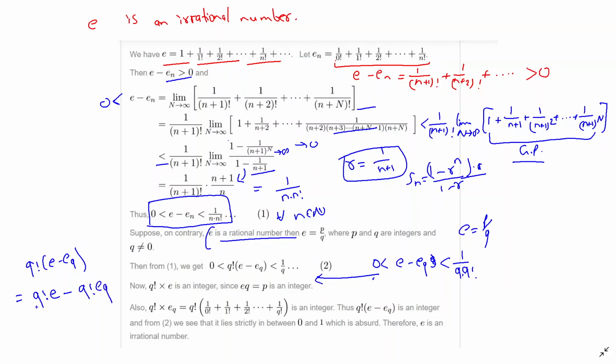Now see here, this q factorial into e. What is e? e is p by q. This is our hypothesis, right? So we can write in place of e, p upon q. So this will be an integer. Why? Because we have q factorial, and q factorial is just a multiplication of the first q positive integers, right? So this will be an integer, in fact a positive integer, and this will again be an integer. Why? Because of the nature of this definition. Okay, so this again will be an integer. So integer minus integer will be an integer.